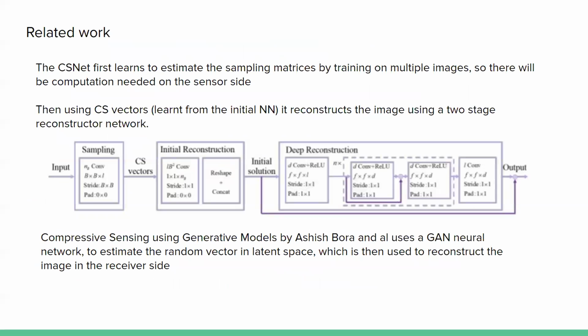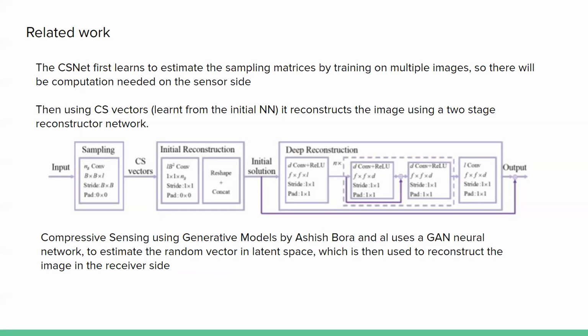So, some related work. We are not the first ones to think of this. CSNet is a very popular compressive sensing neural network that has been in the research world for a while now. How CSNet works is essentially that they have a network which calculates the sampling matrix for each of the images, and then sends the sampling matrix for each of the different images to the receiver, and then the receiver has two different reconstruction networks to reconstruct the original image from these sampling matrices.